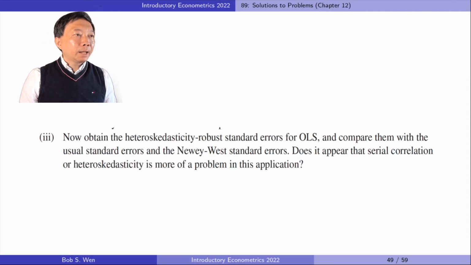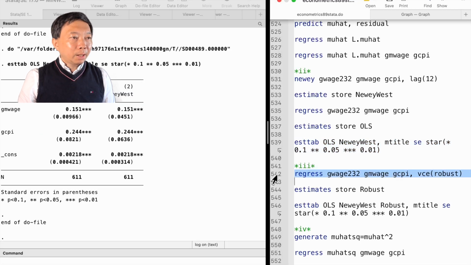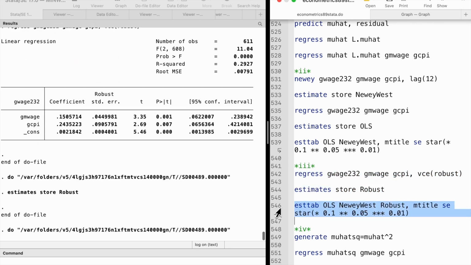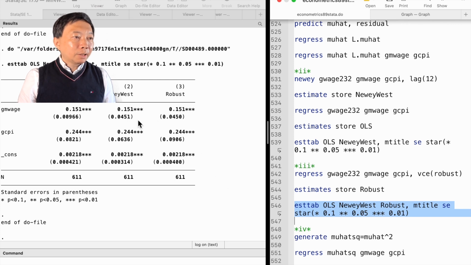In part 3, obtain the heteroscedasticity robust standard errors for OLS and compare them with the usual standard errors and the Newey-West standard errors. Does it appear that serial correlation or heteroscedasticity is more of a problem in this application? We use the regress command and the variance-covariance matrix option to specify the heteroscedasticity robust standard errors. From the table, we find that the heteroscedasticity robust standard error for the minimum wage growth rate is close to the Newey-West standard error. The Newey-West standard error is robust to both heteroscedasticity and serial correlation. It implies that heteroscedasticity is the dominant problem.